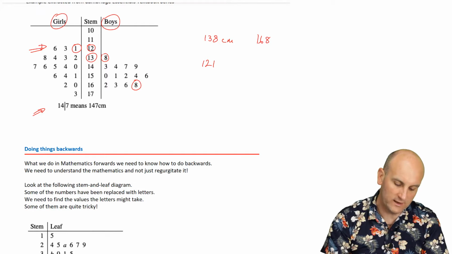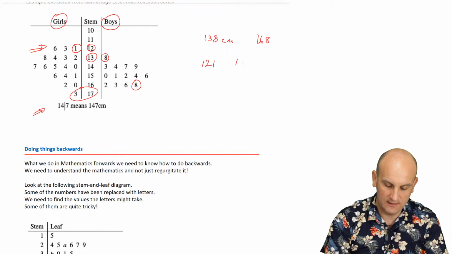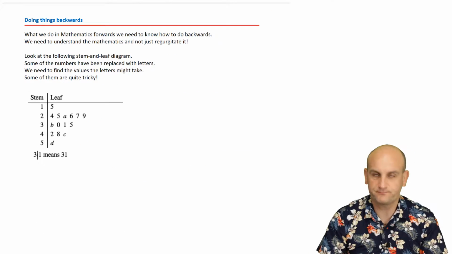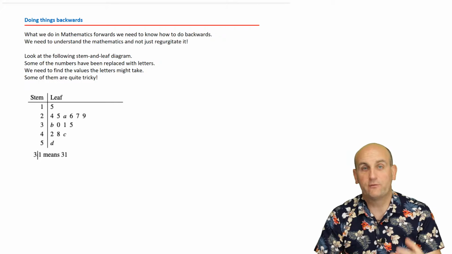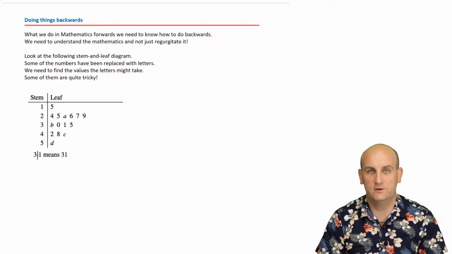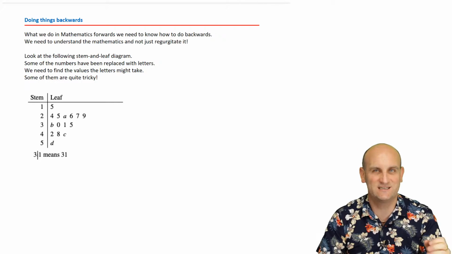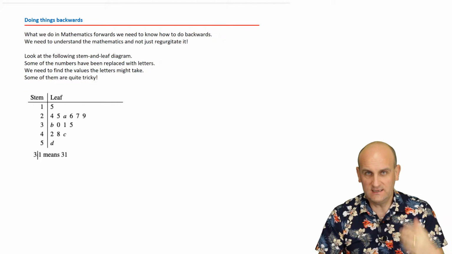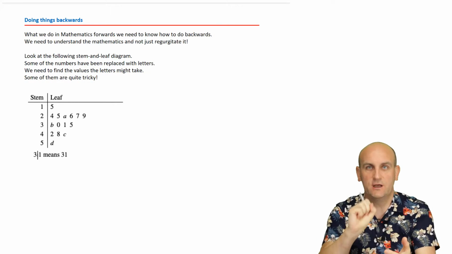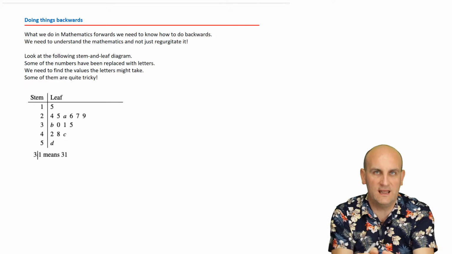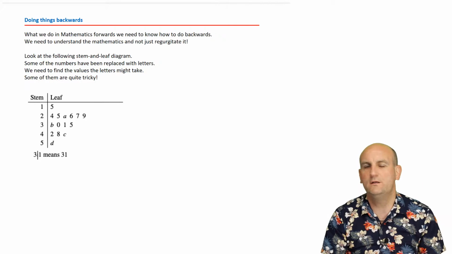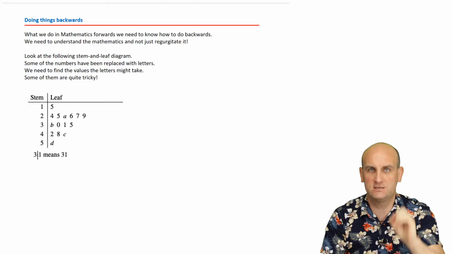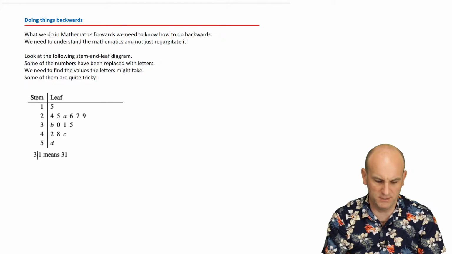And what about the highest? Well, again, it's not 317, it's 173. So make sure you know how to do this. Now again, in maths, what we do forwards, we have to be able to do backwards. And this tests your understanding of the work. Now what do I mean by that? Well, if we understand what a stem and leaf diagram is, we can take certain numbers out, hide them with letters and say to you, well, what do you think that letter could stand for? Oh my goodness, algebra meets statistics.